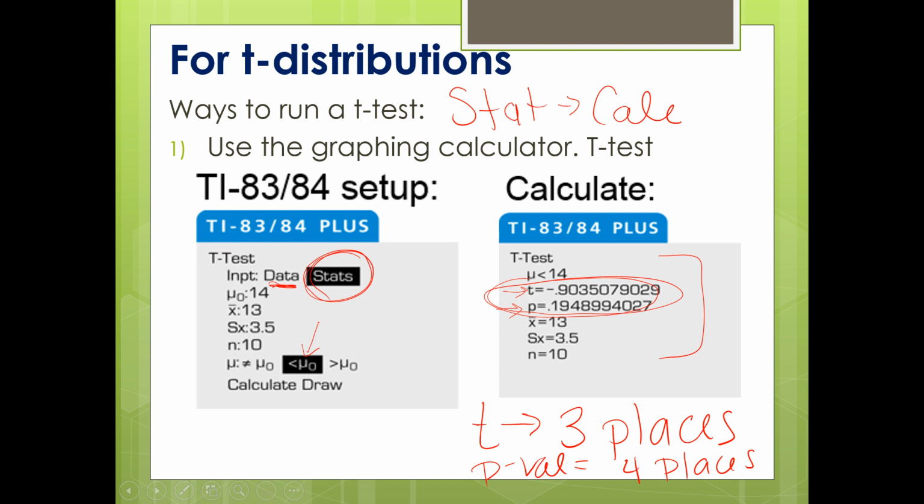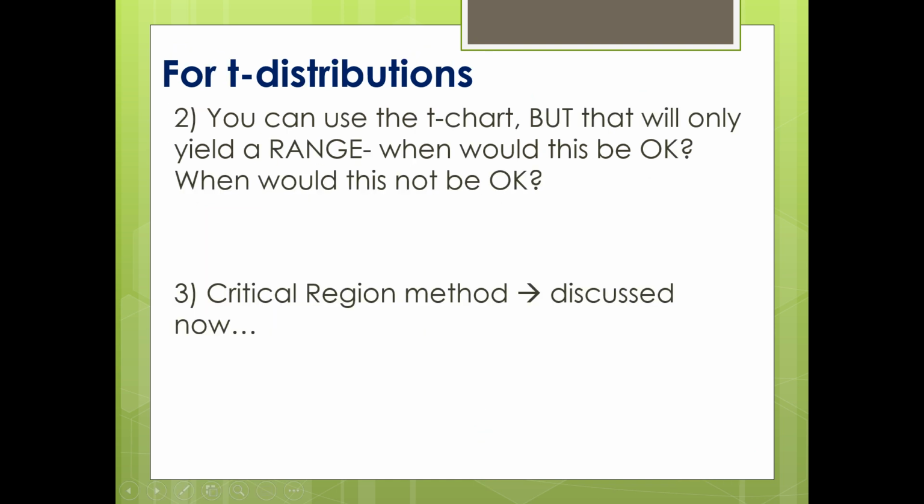Okay, so for t-distributions, again, obviously if we have a calculator right in front of us, that's great. But there's a couple other ways we can run t-tests. So for t-distributions, you can also use the t-chart. Now, we're not going to talk too much of this because this is not a really great method. When we talk about using the t-chart, it's only going to give you a range of p-values. It's not going to give you an exact p-value. So that's an issue sometimes.